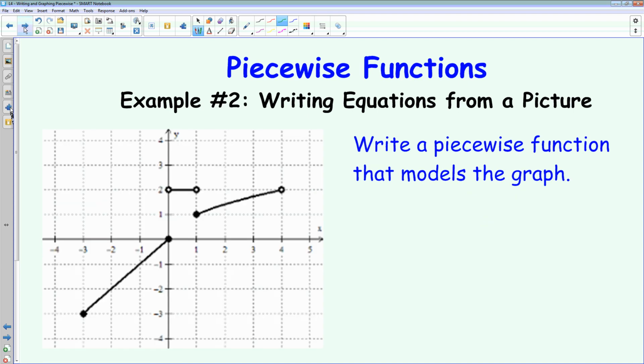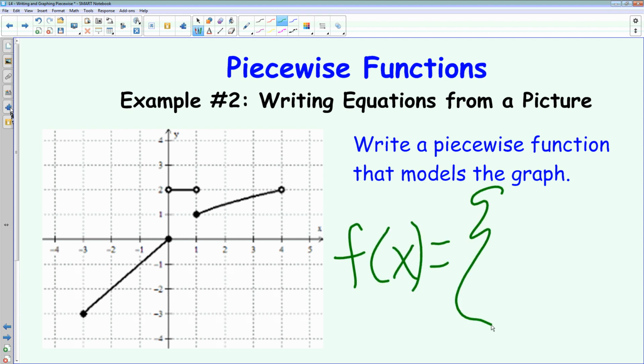All right, for the next piece, we're going to continue writing our equations here. The first part is definitely a line. So two things we need: slope and y-intercept. You should notice that your slope is just 1. We rise 1, run 1, so we're just going to write x. Then we cross at 0, 0, so we could write x plus 0, or we could just write it as x.